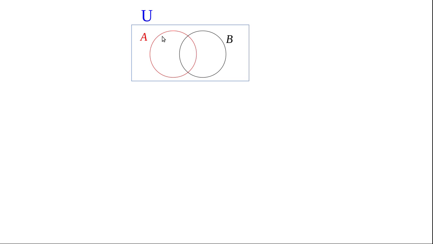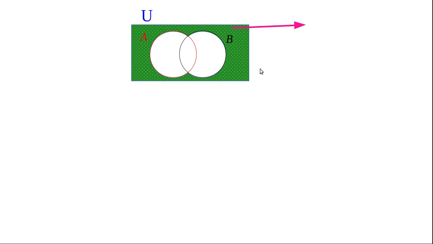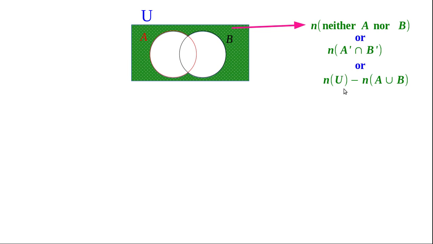This portion represents the number of A, this is the number of B, then this is the number of A union B. Outside A and B, but inside U, represents the number of neither A nor B. We can write this as the number of A' intersection B', or the number of U minus the number of A union B. This region represents the number of A union B, or the number of either A or B.